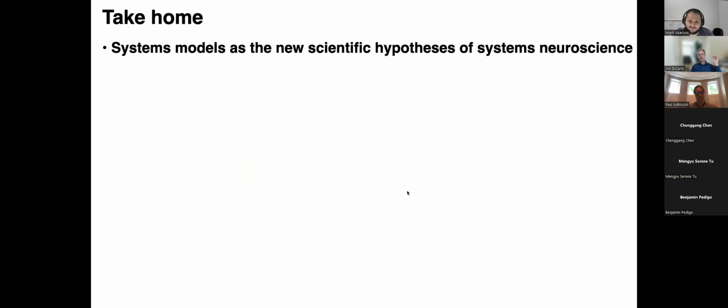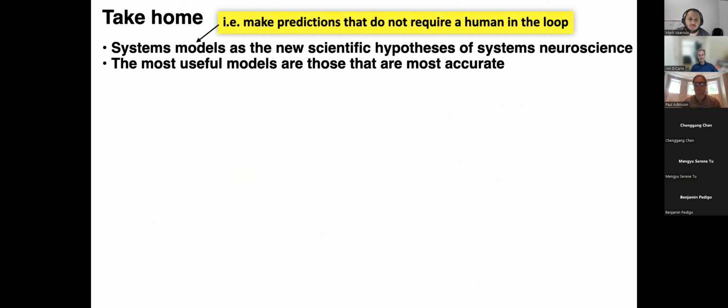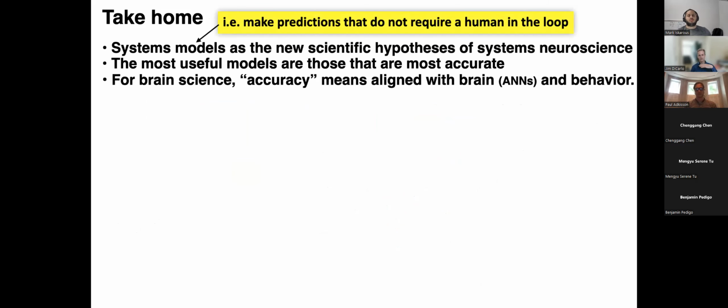This is my take home, a summary slide of everything I tried to take you through today. Think of system models as scientific hypotheses on systems neuroscience. They make predictions that don't require humans in the loop. The most useful of those are the most accurate. For brain science, accuracy means those that are best aligned with the brain and behavior.